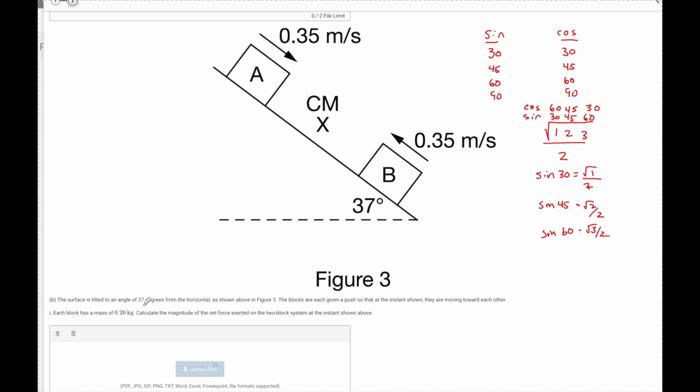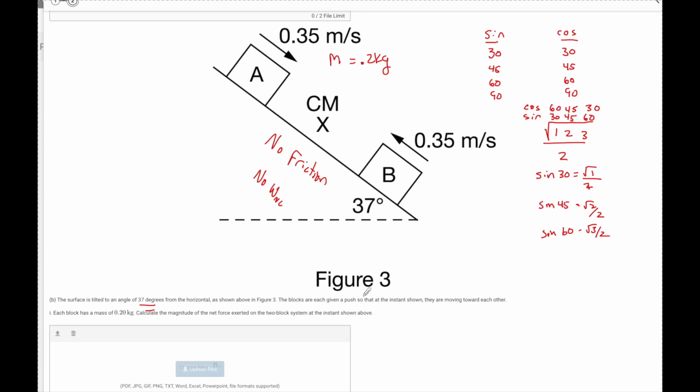It says the surface is tilted now 37 degrees. Now remember, there's no friction or negligible friction, which is great because that means there's going to be no work done by non-conservative forces. These both have identical masses, and if I remember correctly, the mass was equal to 0.2 kilograms. So I'm just going to add that to the facts of the case.